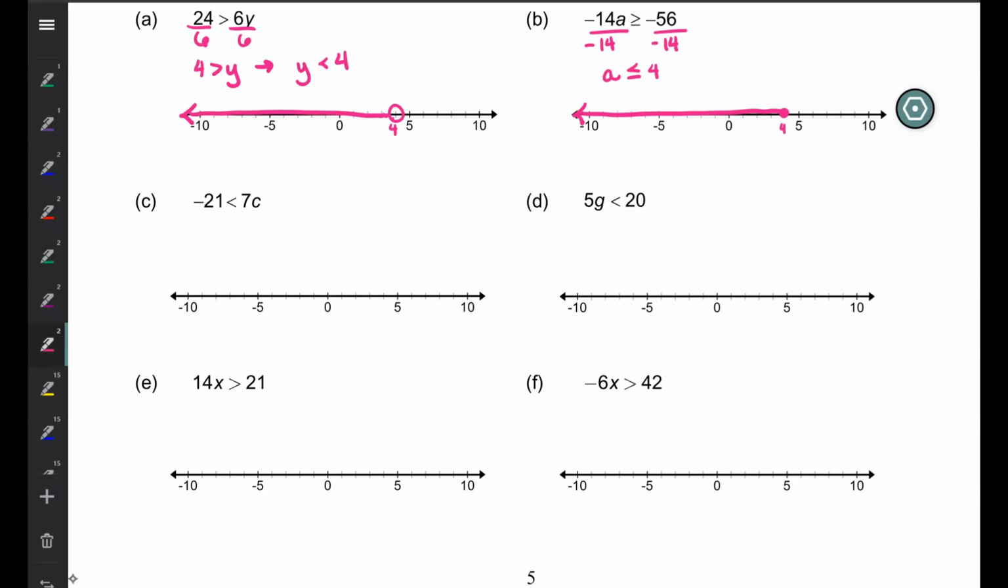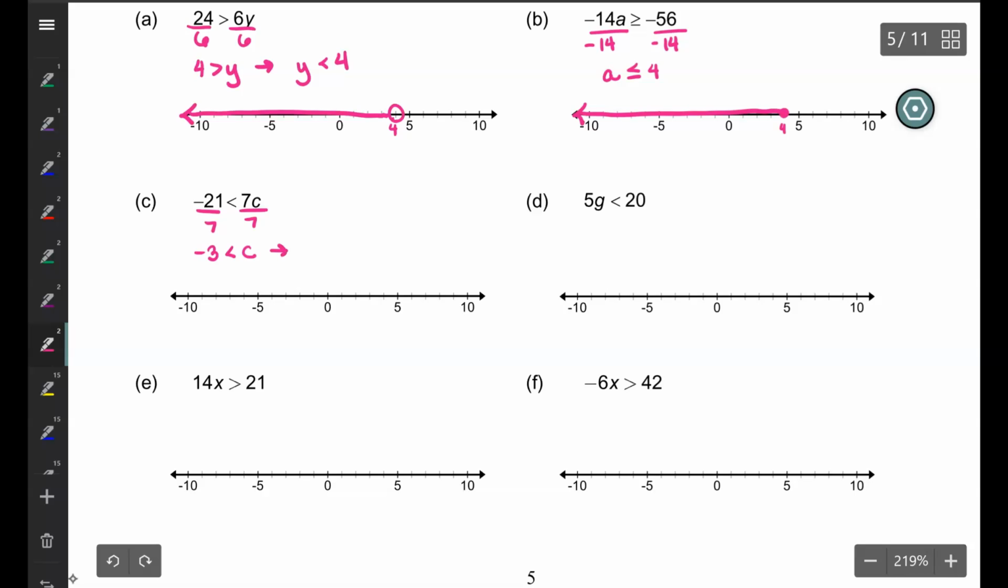Okay, C. I'm going to divide both sides by a positive 7. We get negative 3. The sign stays. I'm just going to rewrite it so my variable's on the left side. So that's going to be C greater than negative 3. So here's negative 3, open circle, and shade to the right. Here we want to divide both sides by 5. G stays less than 4. So we're going to put an open circle, and we're going to shade left.